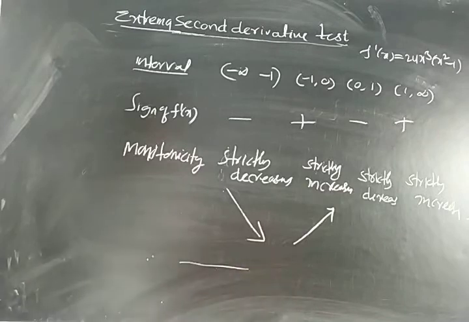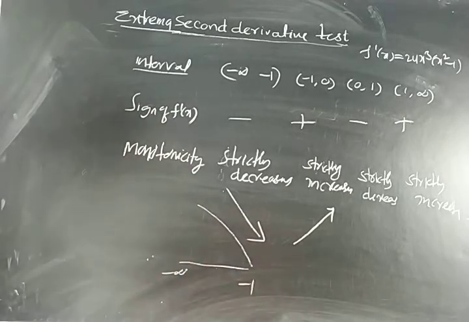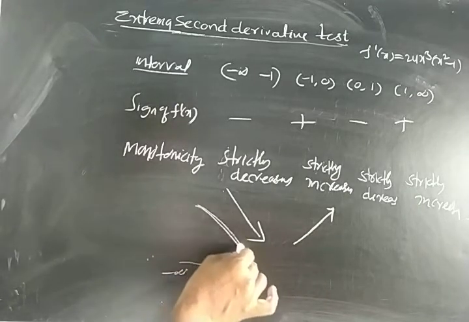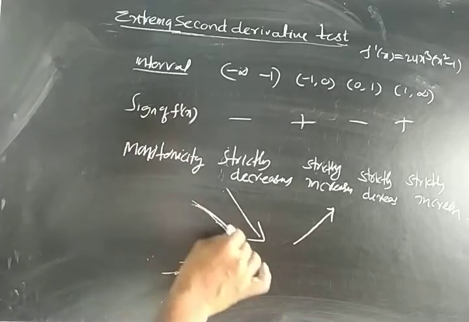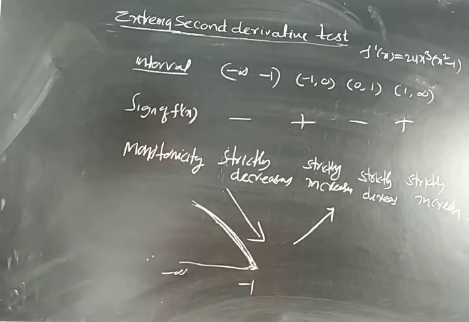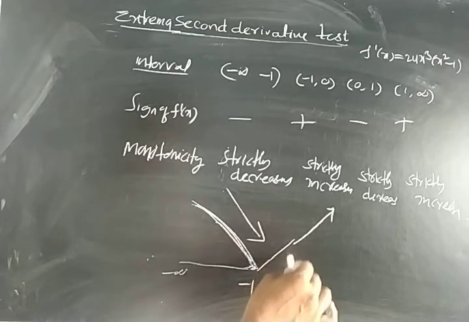So in minus infinity to minus 1, the function is decreasing, which means it attains a minimum value at minus 1, and then it will increase. So it obtains a local minimum at minus 1. Next, from minus 1 to 0, it is increasing.